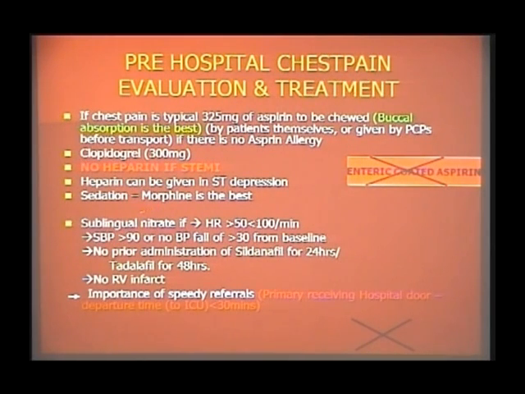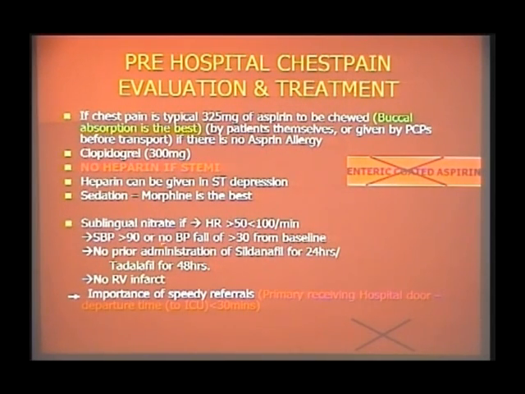For sedation, morphine is the best. Don't routinely give sublingual nitrate. Only when the heart rate is between 50 and 100 per minute and your systolic blood pressure is more than 90 to 100, then only you must give sublingual nitrate. Routinely, for all chest pain patients, without checking the blood pressure, do not give a sublingual nitrate.